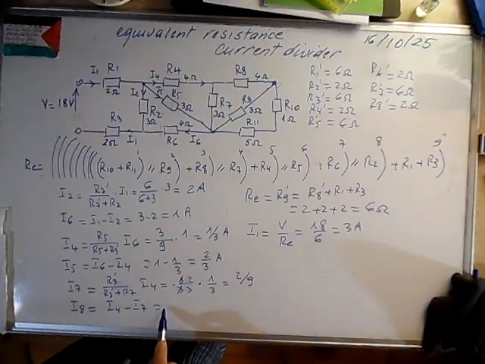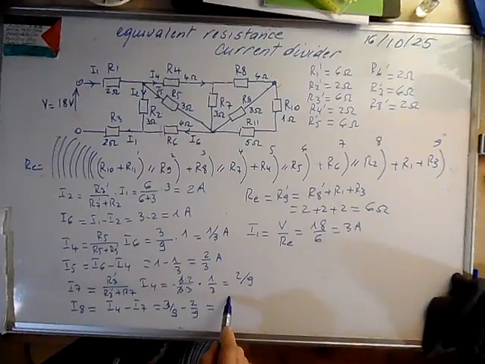and here it's I4, 1/3 minus 2/9, it means 3/9 minus 2/9, it's 1/9 of an amp.